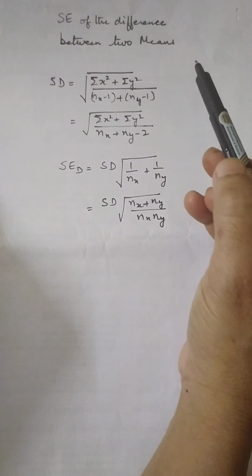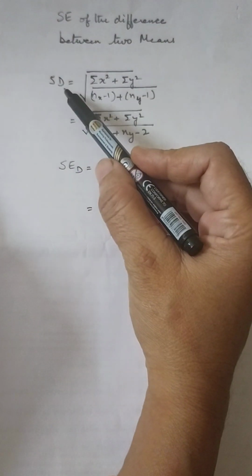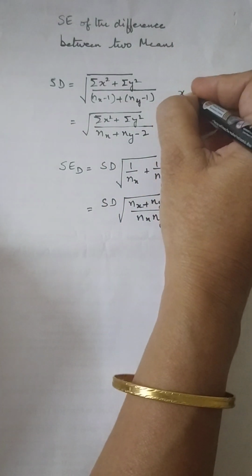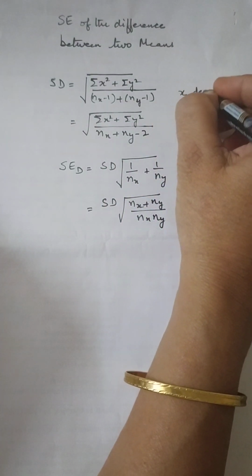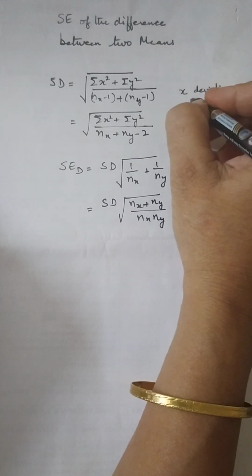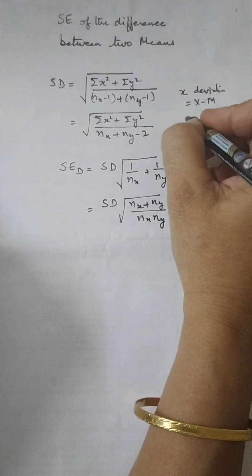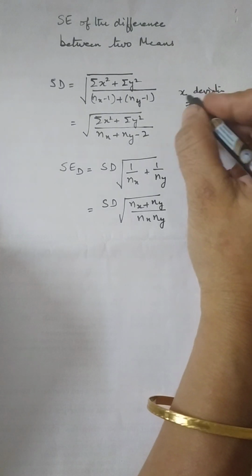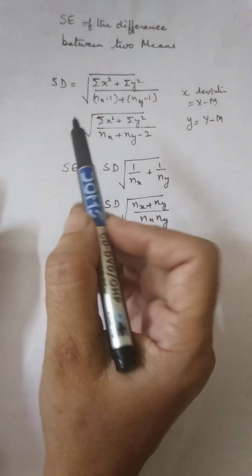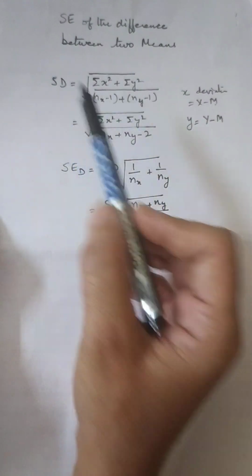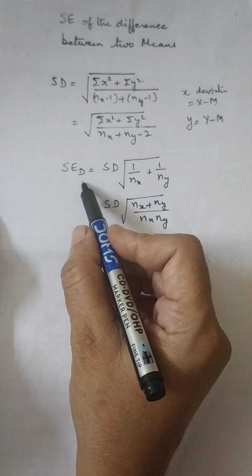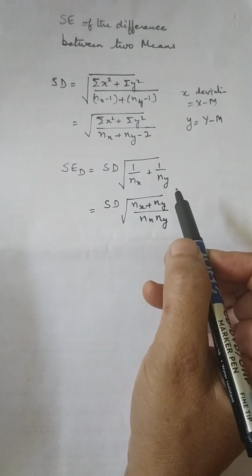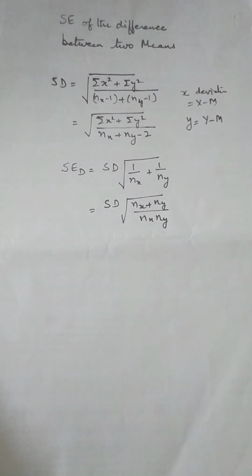For finding the standard error of the difference, first we have to calculate the standard deviation, and this standard deviation is calculated using this formula, where small x is the deviation of the scores from the mean, x minus m, and small y is y minus m, and the means are the respective means of these groups. After calculating the pooled standard deviation, we find out the standard error of difference using this formula. So let us understand the procedure when we are actually calculating them.